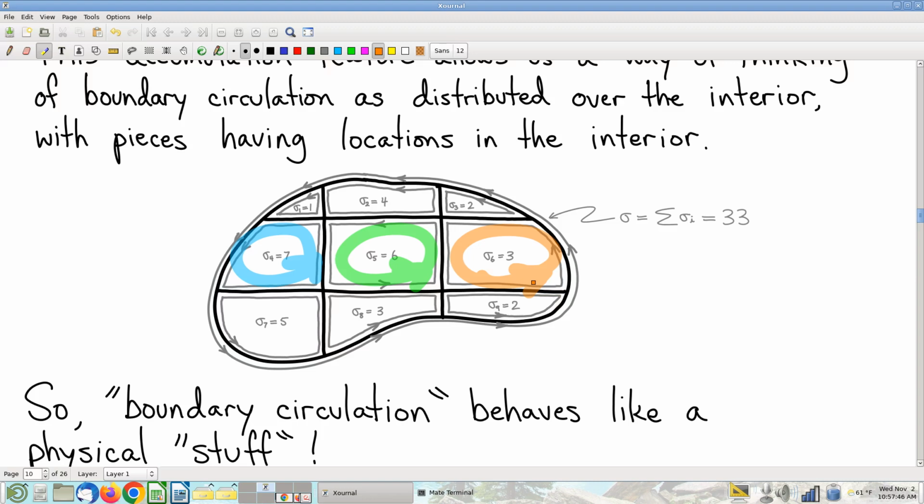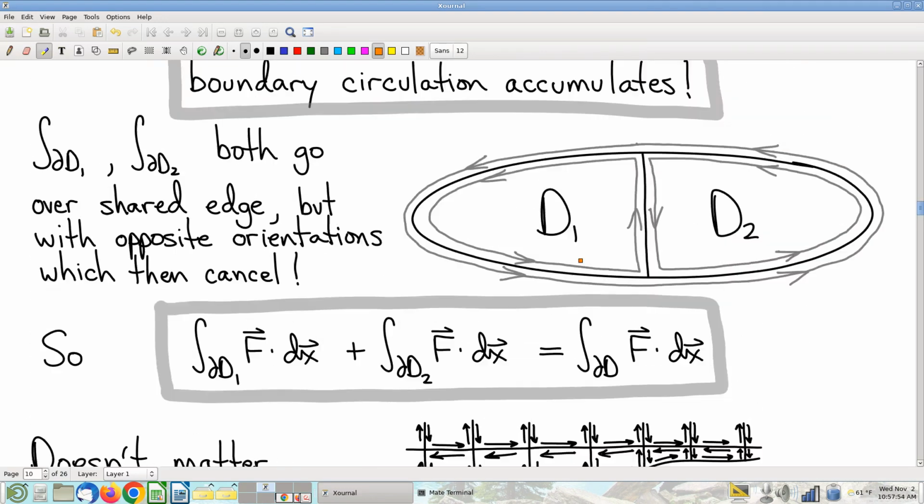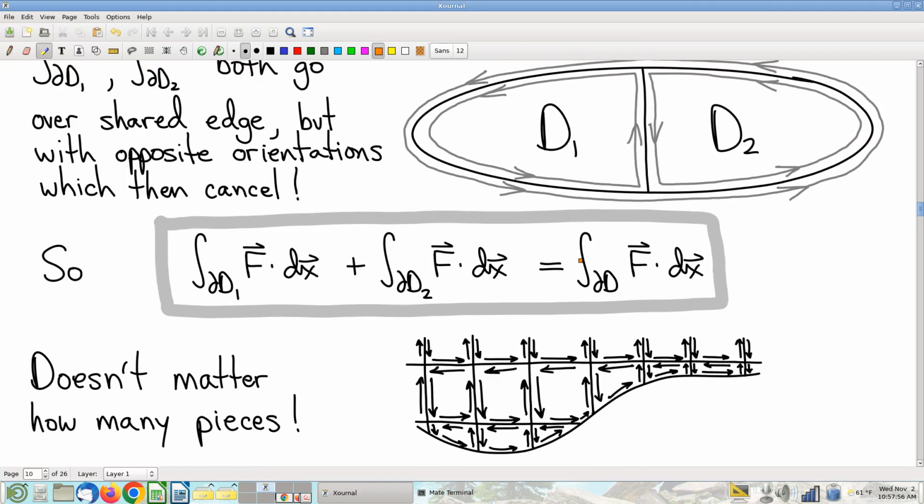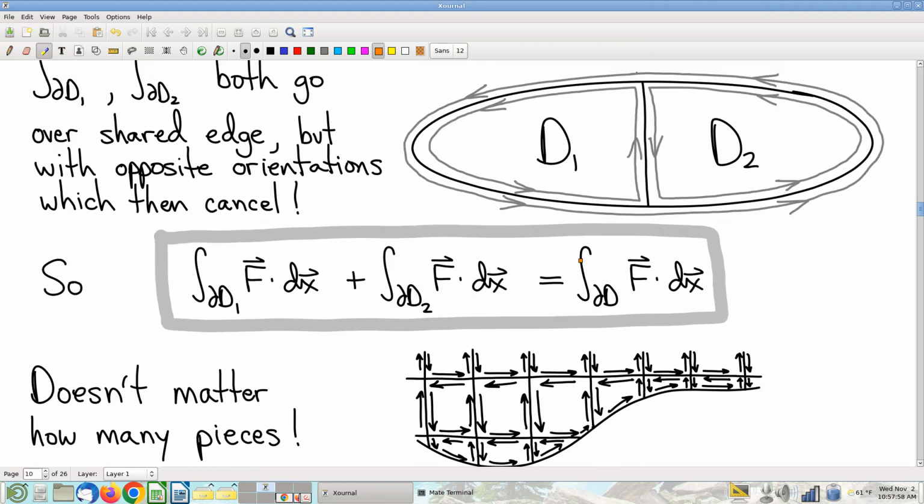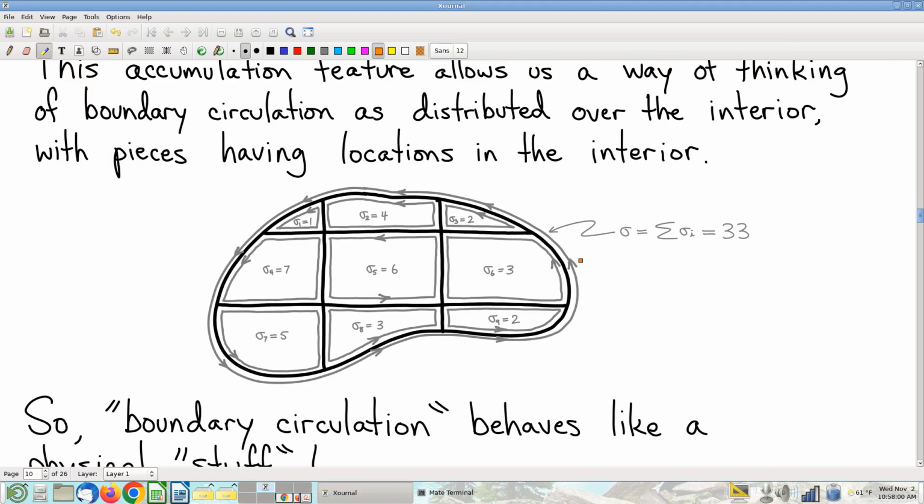Okay. Yes? So I'm just a little bit confused on why exactly they cancel, because if all of those different regions have different circulations... Yes. Like all those vectors on the edges... Yes. How can we say that they're all the same size and that they fully cancel each other?